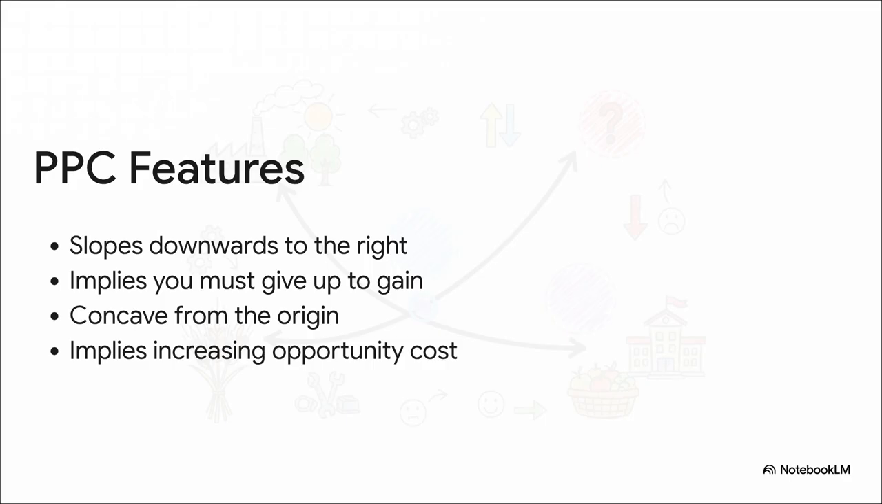First, it slopes downwards to the right. This is the visual proof of our fixed resources rule. It shows that to gain more of one thing, you absolutely must give up another. Second, it's concave, meaning it bows outward from the origin. That specific curved shape, that is the visual proof of increasing opportunity cost. It's the mathematical representation of our baker struggling to forge a sword.